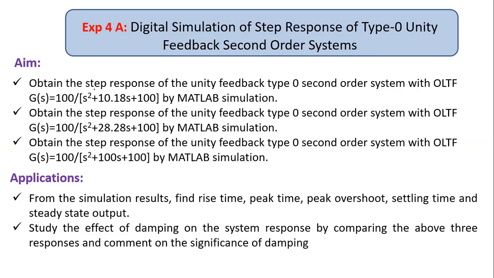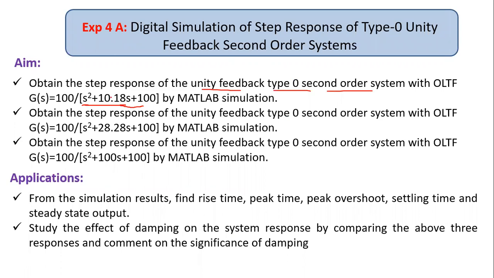Coming to the aim, obtain the step response of a unity feedback type 0 second order system with an open loop transfer function G(s) = 100/(s^2 + 10.18s + 100) by MATLAB simulation. If you observe the open loop transfer function, the highest power of the denominator is s^2, so it is a second order system, and we are not having any pole at the origin. So it is a type 0 second order system.